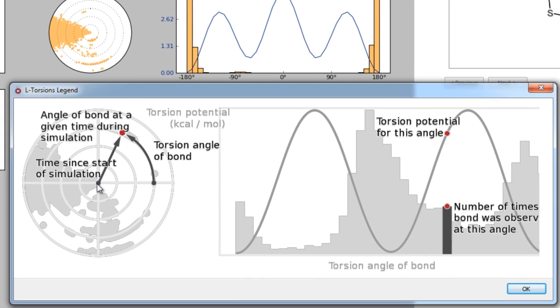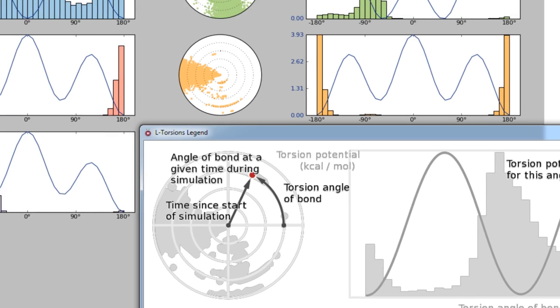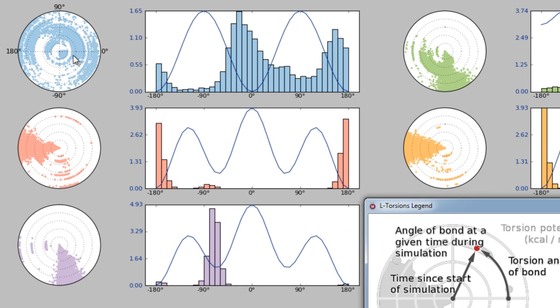So, the dial plot describes the conformation of the rotatable bond throughout the course of the simulation, where the start of the simulation is at the center, and as time progresses, the torsion evolution radiates outwards. So here, the blue rotatable bond seems to be spinning around quite a bit, while these other bonds tend to have a more defined spread of the torsion angles.